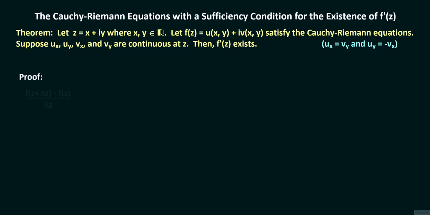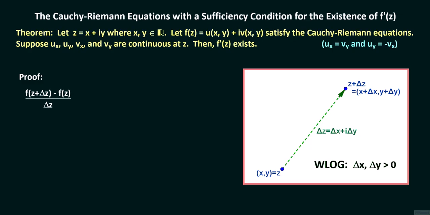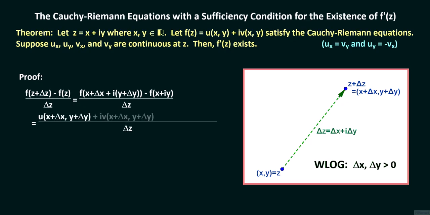We start the proof with the difference quotient, f of z plus delta z minus f of z, all over delta z. Let delta z be equal to delta x plus i times delta y, so that z plus delta z corresponds to the point x plus delta x, y plus delta y. Without loss of generality, we take delta x and delta y to be both positive real numbers. The difference quotient looks like this, with the coordinates of z plus delta z and z. In terms of u and v, this is the difference quotient.